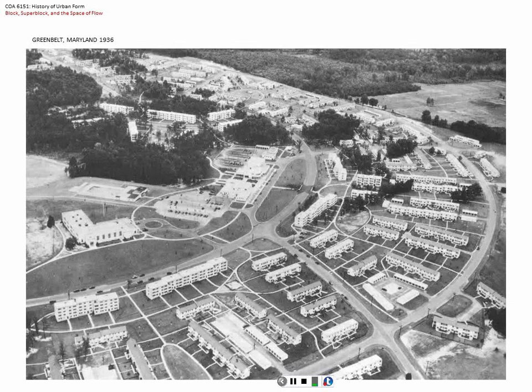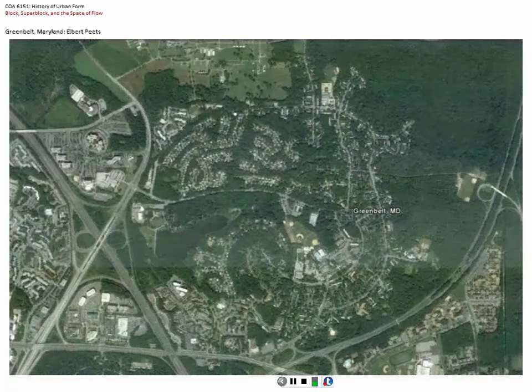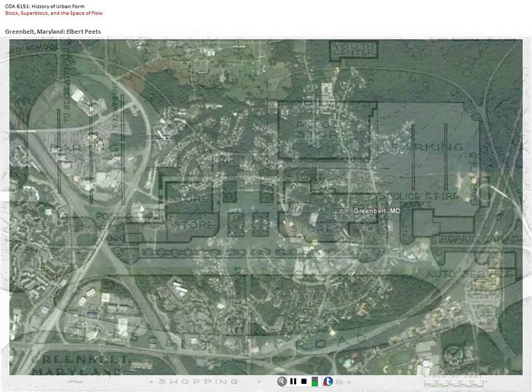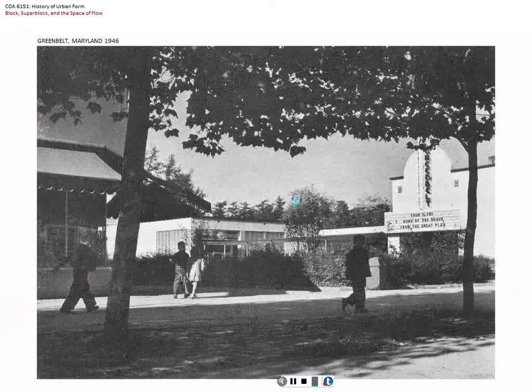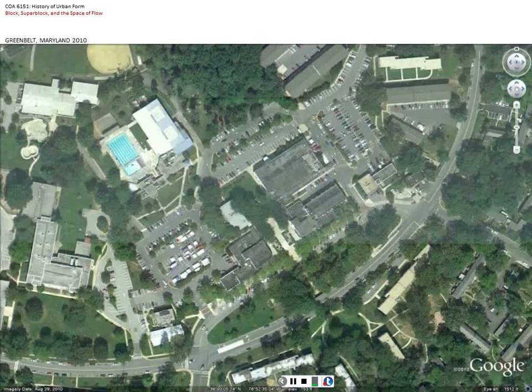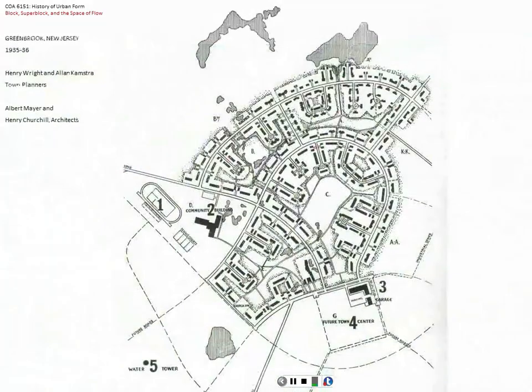There we see it before the trees grew. Green Belt had what often gets the credit for the world's first automobile shopping center, where parking is moved to the perimeter, and then you have a pedestrian mall where you're free to move about without having to cross traffic lanes. The view of it in the late 1940s. There it is today, aerial photograph.